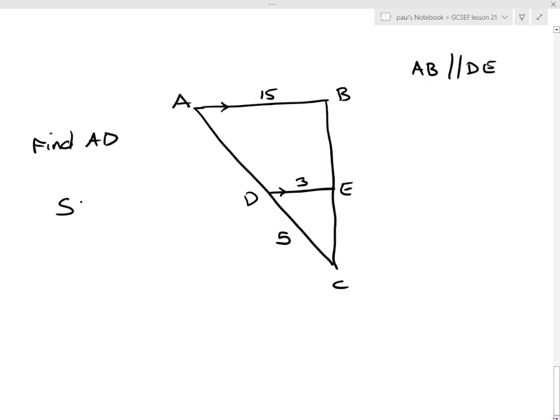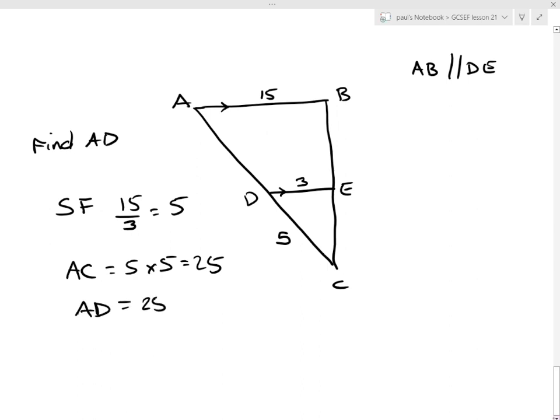Okay, so the scale factor is going to be 15 divided by 3, which equals 5. Okay, so AC is going to be equal to 5 times 5, which equals 25. And AD will be equal to 25 minus 5, which equals 20.